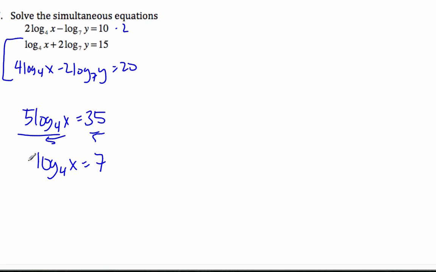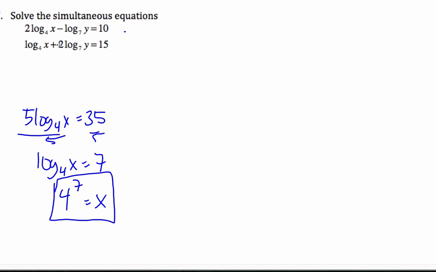And if I rewrite this now, 4 to the power 7 is equal to x. This is my value of x. I could plug it in here and then evaluate for y, and because it's base 4, it will be fairly simple. The other option I could do, as opposed to eliminating log base 7, is to multiply by a -2 here and then add the equations up this way. That would also work. But let me try substituting this into this equation here.